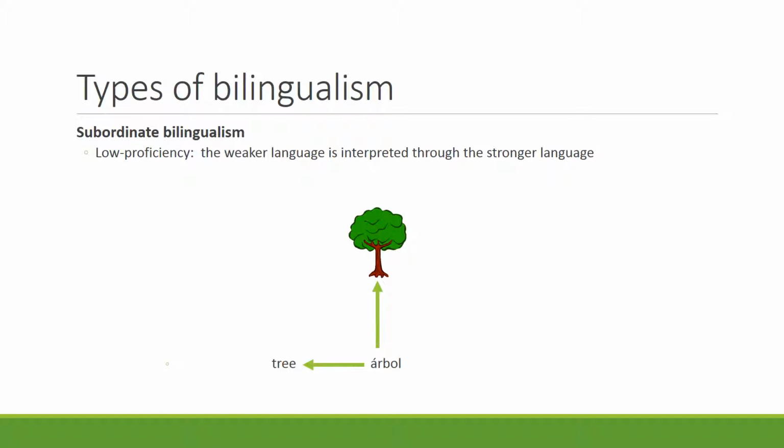So when this is the case in subordinate bilingualism, you interpret the second language through your native language. So the native language being the language that you have more proficiency in, you translate everything into your native language before you can understand the meaning behind it. And this is typically the case for people who are just learning a language. Every time they have to translate into their native language to make sure it makes sense.